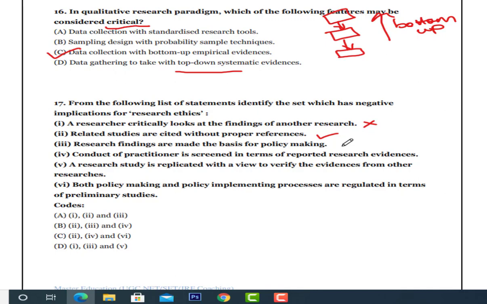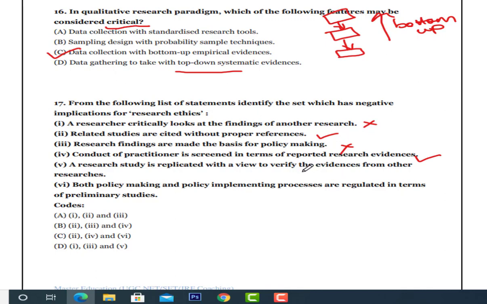Okay. The next one, research findings are made the basis for policy making. So then it is a positive one. If you are creating the research in a particular policy and we are following that method, then it is positive only. The next one, conduct of practitioner is screened in terms of reported research evidence.